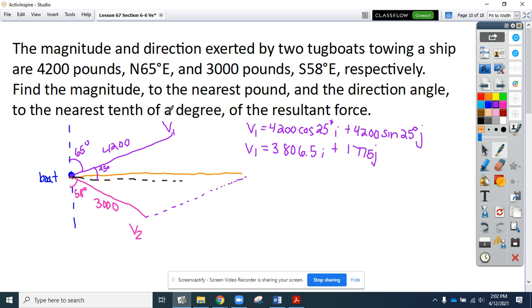So I'm looking at this. It says magnitude to the nearest pound, direction angle to the nearest tenth. I'm feeling like we should probably keep this exact as long as we can. So let's do that. I'm sorry if you're writing this down. We're going to erase that. We're going to leave it just like that until we add them.